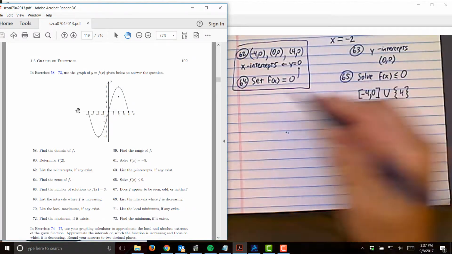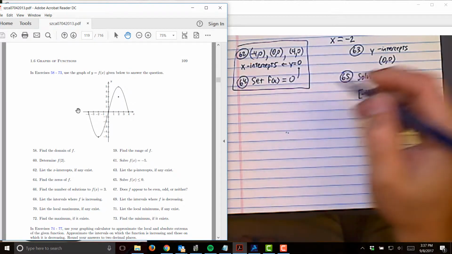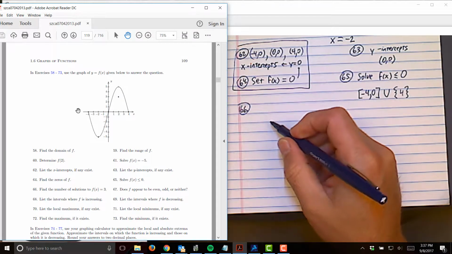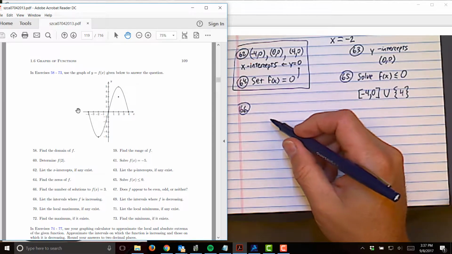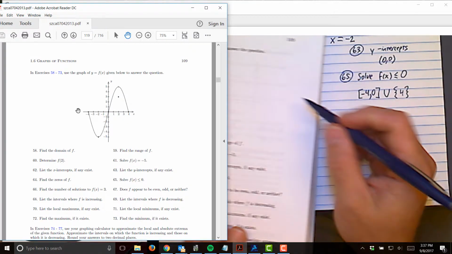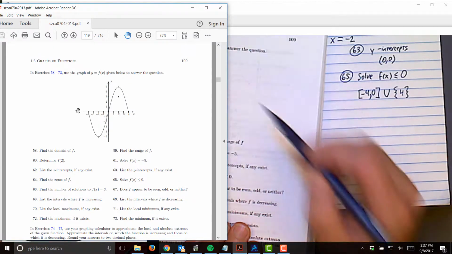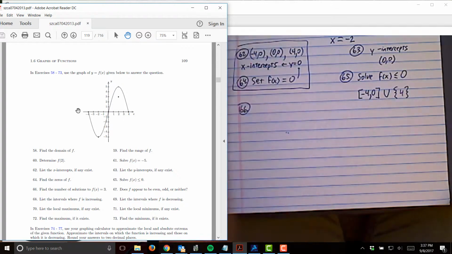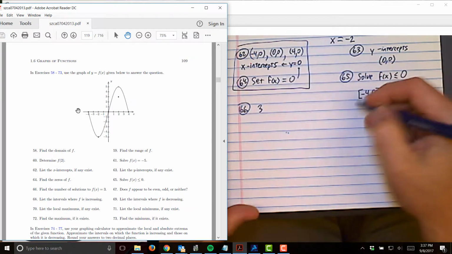Okay, moving on. 66. Just tell me the number of solutions to f of x is equal to 3. It looks to me like there's 3 solutions, right? 1, 2, 3. If you look at this point, 1, 2, 3. So I would guess 3 solutions there.